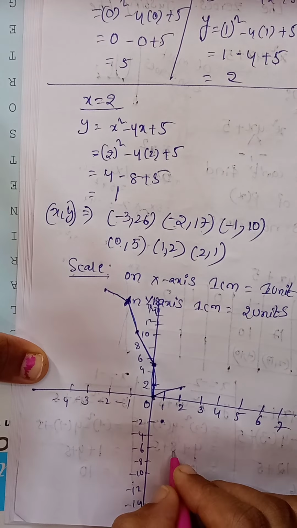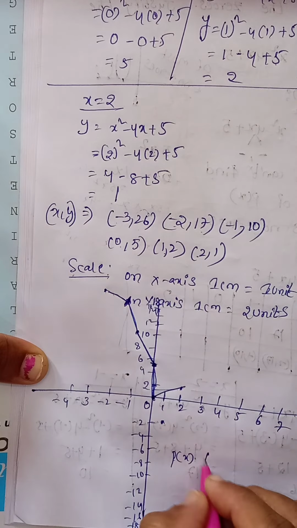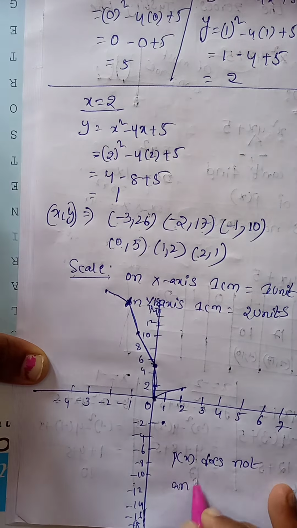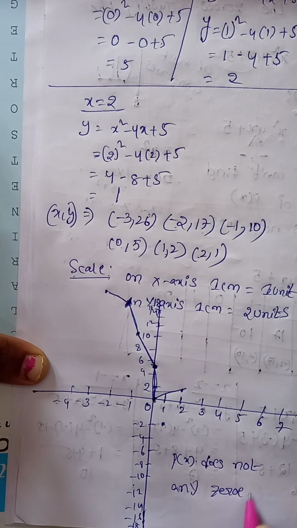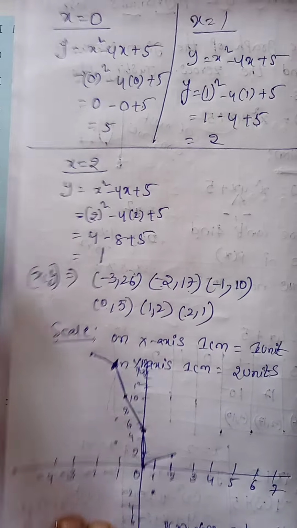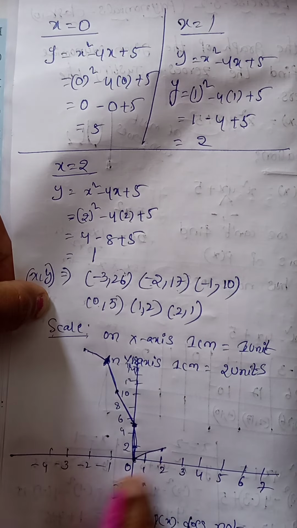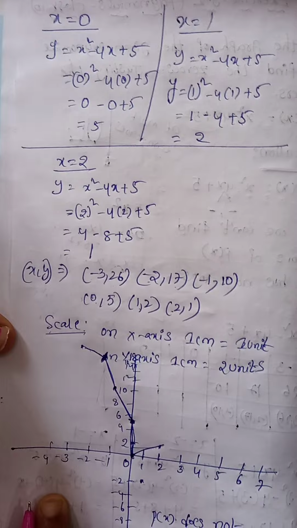So P of x doesn't have any zeros. In the justification also we didn't get any factors. And through this graph also it is confirmed this polynomial has no zeros.